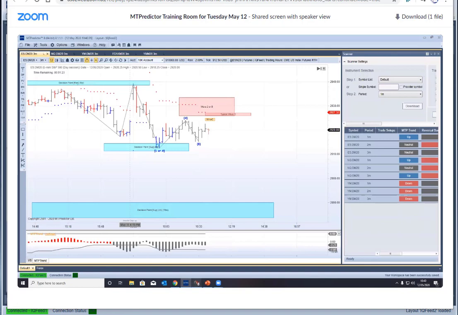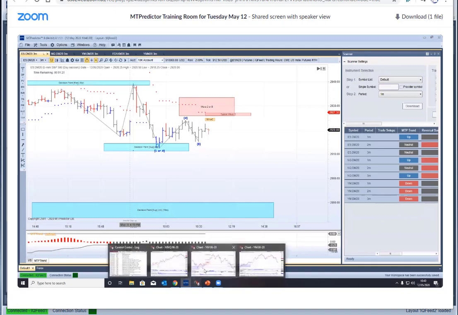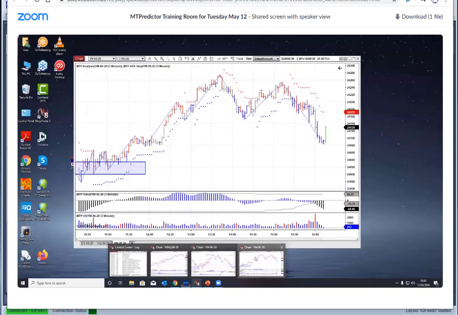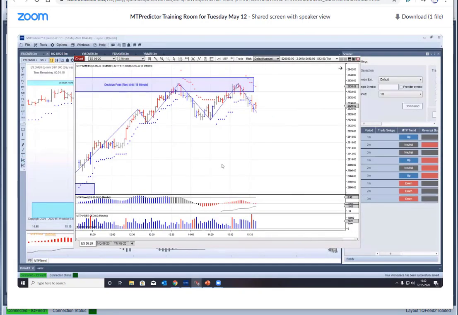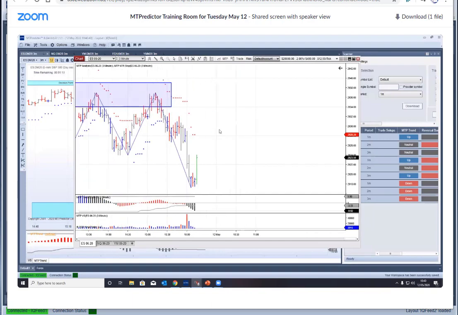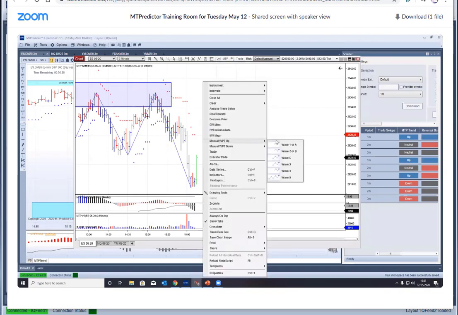In NinjaTrader, it's exactly the same. If I go to NinjaTrader, that was the ES, wasn't it? So we're looking at the ES. Oh, I haven't connected the data feed, but it's exactly the same in that you can either go to your MTP toolbar up here and do your manual WPTs. You see there they are. Or you can right mouse click and do the manual WPTs of NinjaTrader. So they're exactly the same in NinjaTrader as they are in our standalone version. So they're there as well.